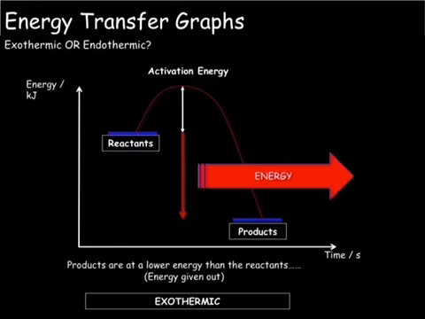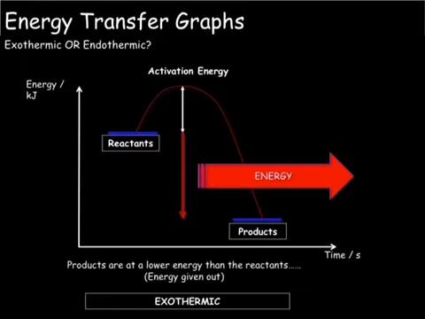In an exothermic reaction, the reactants, shown here, start off with more energy than the products have. They are at a higher energy level. This means that the energy must have been given out. The energy can't have just disappeared, energy can't be created or destroyed, therefore the energy must have been released. On an exothermic energy transfer graph, you'll notice we also have this period of activation energy. Activation energy is the energy required for the reaction to occur.